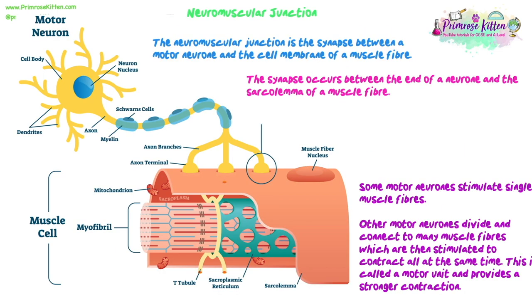So we're going to look at the neuromuscular junction, which is basically the synapse between a motor neuron and a muscle fiber. We're going to look at how we get that action potential coming from the motor neuron, how it crosses that junction, the gap between the neuron and the muscle fiber, and then how that starts to lead to a contraction. So the synapse is actually between the end of a neuron, the synaptic end, and the sarcolemma of the muscle fiber. So that is here.